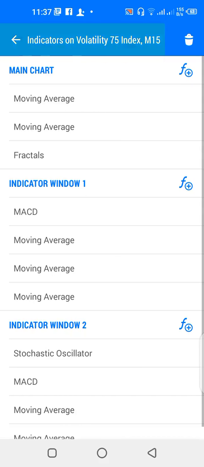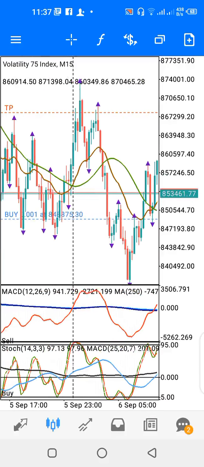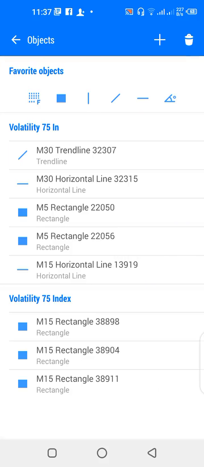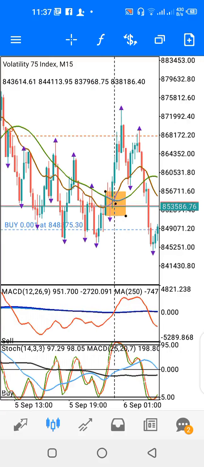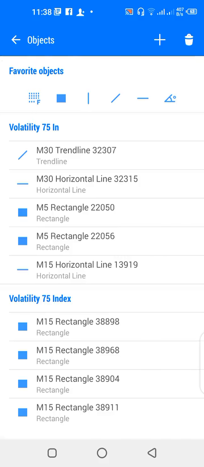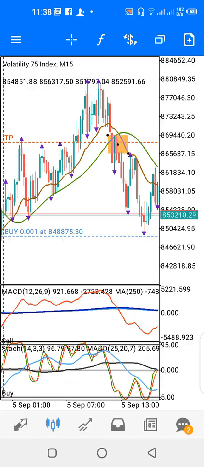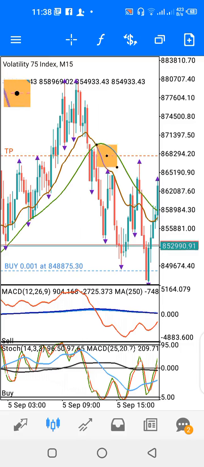Now on the main chart, how does this work? You place your buy trade, for instance, when price on the main chart closes above the two moving averages, or you look for buy entries when the brown moving average crosses above the green moving average. For a sell trade, you go short when price closes below the two moving averages, like around here, or you go short when the brown moving average crosses down below the green moving average.